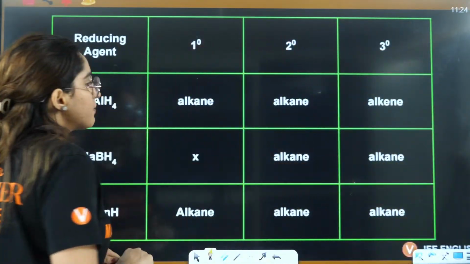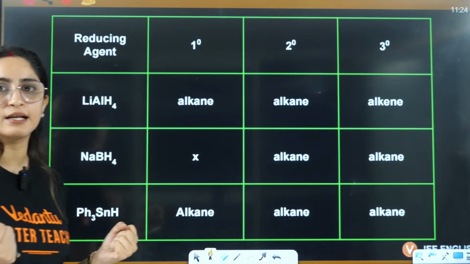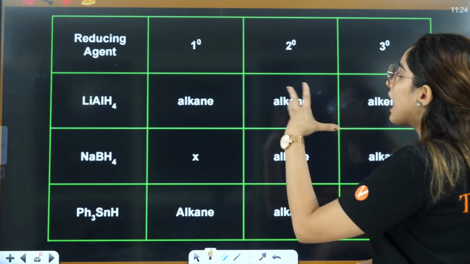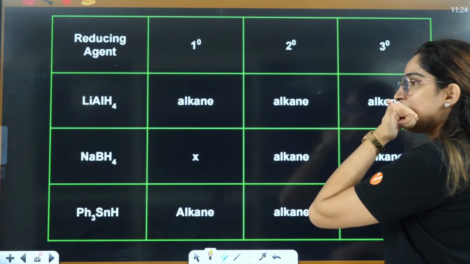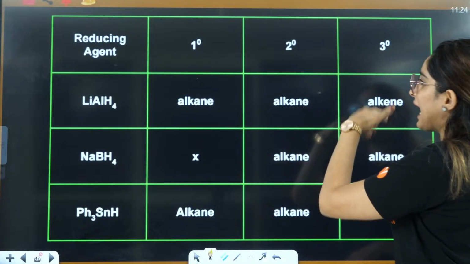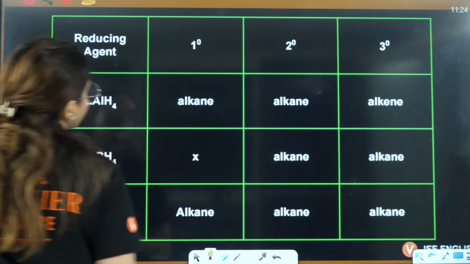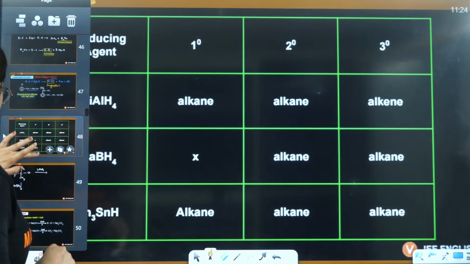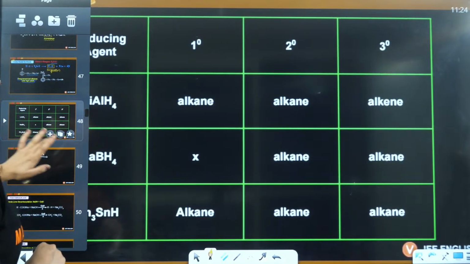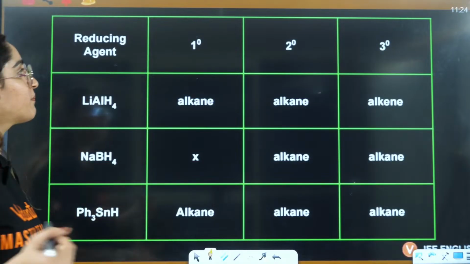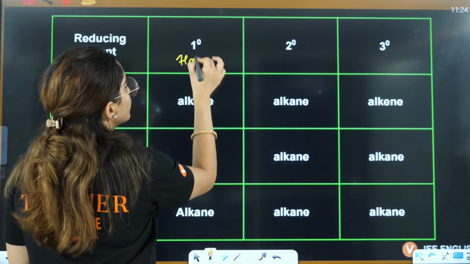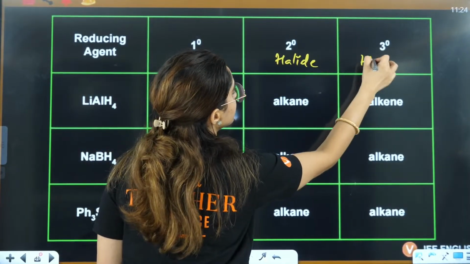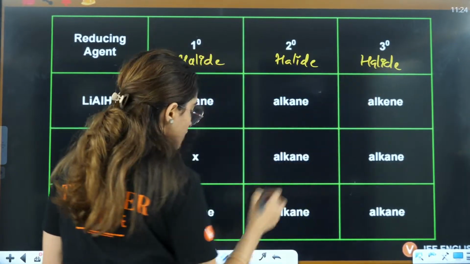So now let's talk about more things here. Let's talk about reducing agents. We have 3 reducing agents. We'll see how they impact 1 degree, 2 degree and 3 degree halides. Okay, let's talk about that. How they impact 1 degree alkyl halide, 2 degree alkyl halide and 3 degree alkyl halide. Now this is a chart that you should remember.